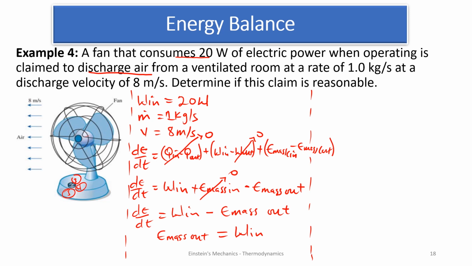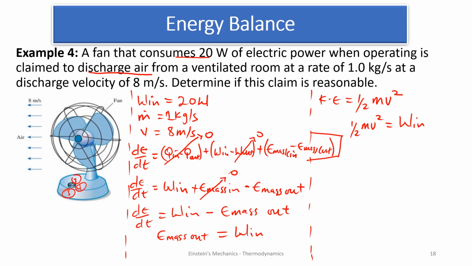We now know that the energy of mass that is coming out is in the form of kinetic energy. And what is kinetic energy? Kinetic energy is half the mass times the velocity squared. So can we replace the energy by the kinetic energy? Yes. So I can have half mv squared equal to my work in. So I want to see if this claim is reasonable. I want to check if indeed this fan will give us this velocity. Now I have the parameters. Let me check if the person claiming the fan discharges a velocity of 8 meters per second is true. So I'm solving for the velocity.